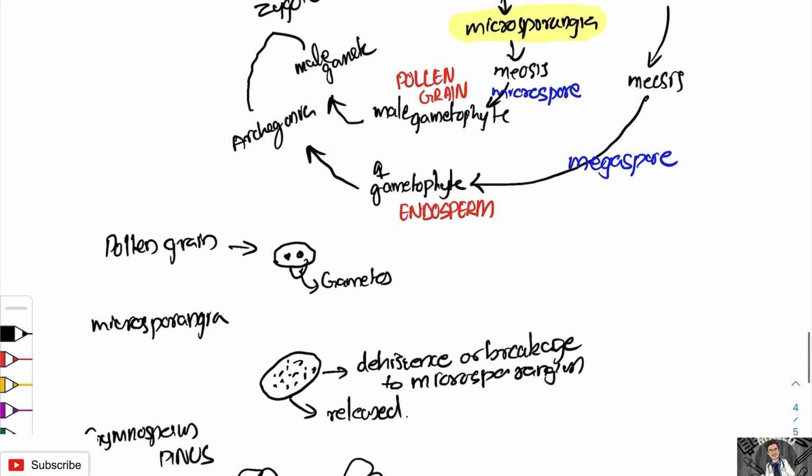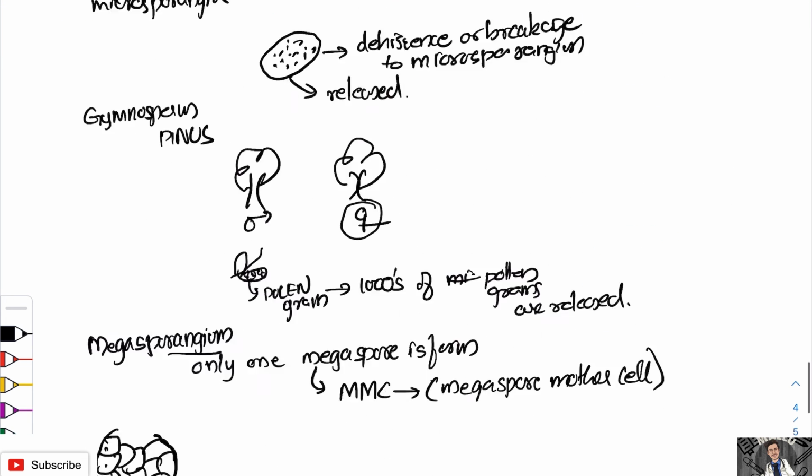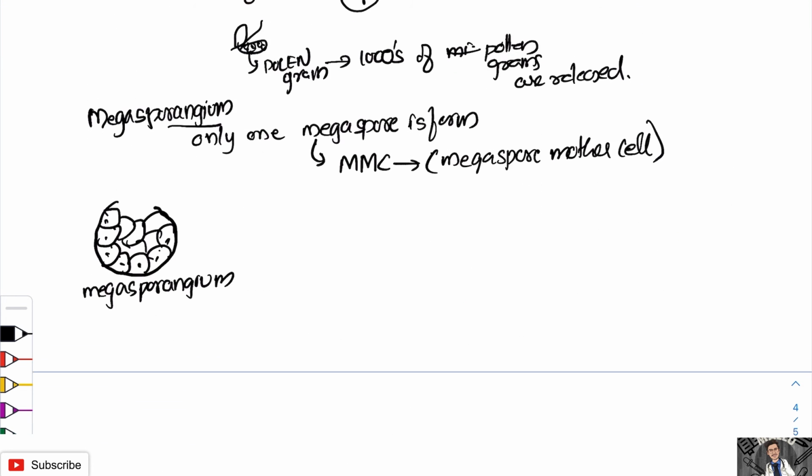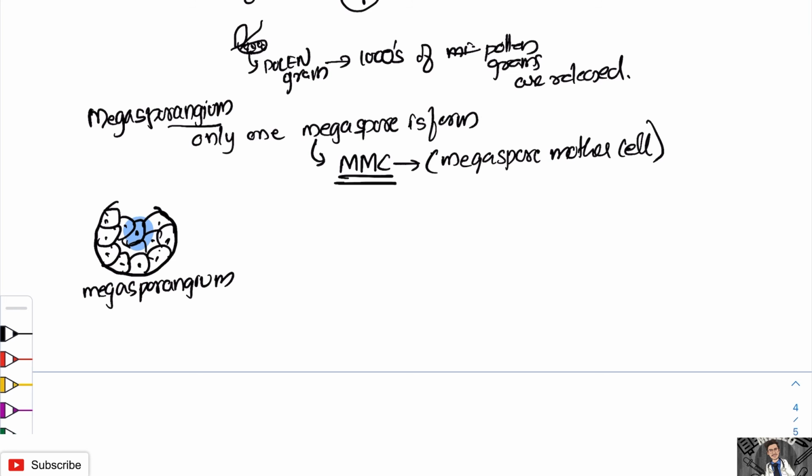They are diploid because, as you all know, sporophyte is diploid, the cones are diploid, microsporophyll is diploid, and microsporangium is diploid. The same thing matters over here too. So these are diploid in structure, but only one of these cells undergoes meiosis to form the spores, and that cell is known as megaspore mother cell. All right. For example, let's take this cell to be the potential megaspore mother cell. All right. So this megaspore mother cell undergoes meiosis.